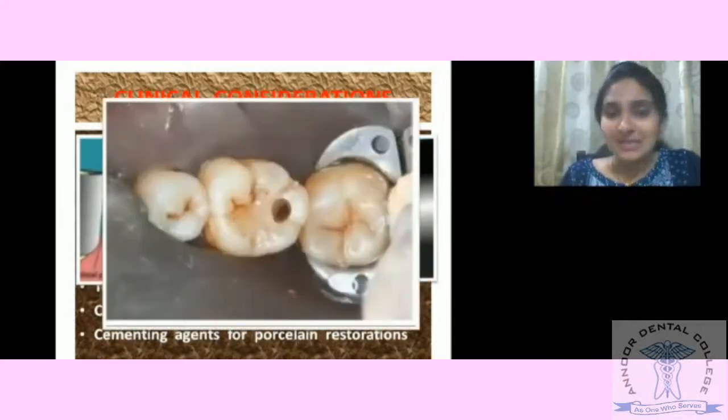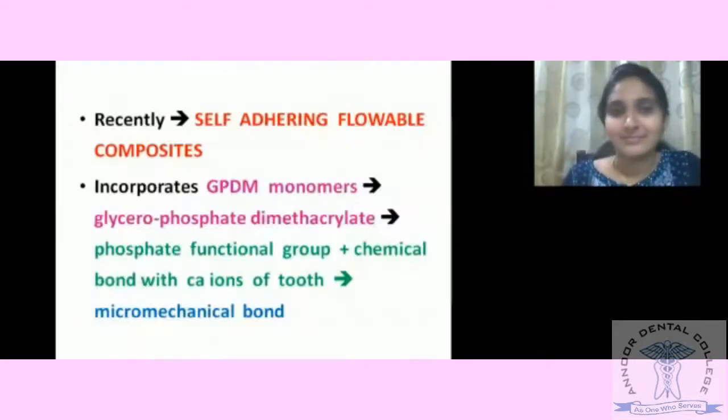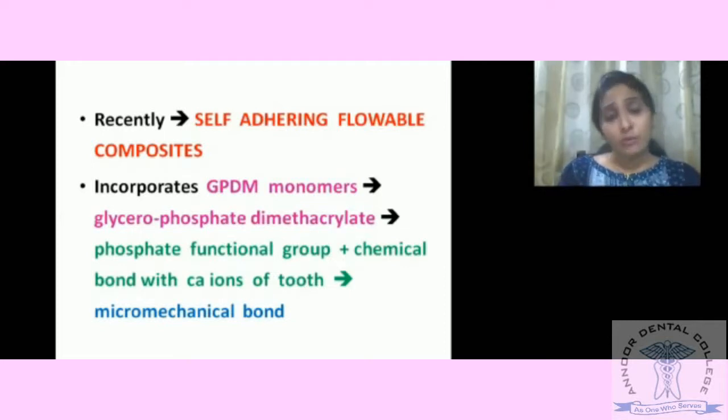See, in this diagram, it shows a tunnel restoration. We can see how small the cavity is. Recently, self-adhering flowable composites have been introduced, which incorporate GPDM monomers, that is glycerophosphate dimethacrylate. Here, the phosphate functional group forms a chemical bond, that is, it combines with the calcium ions of the tooth.